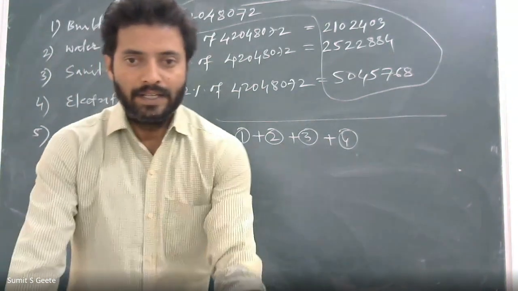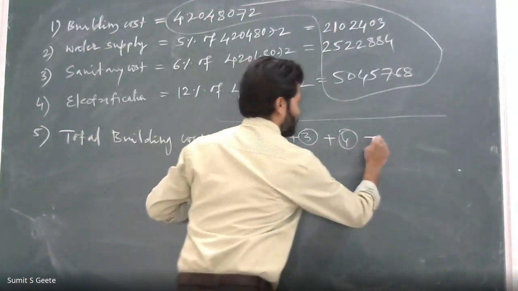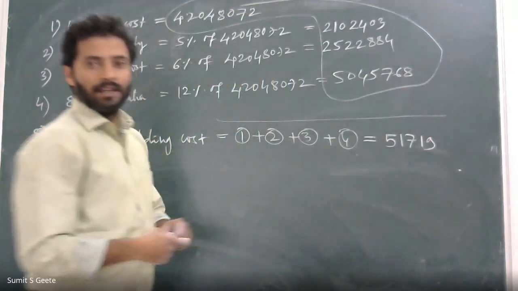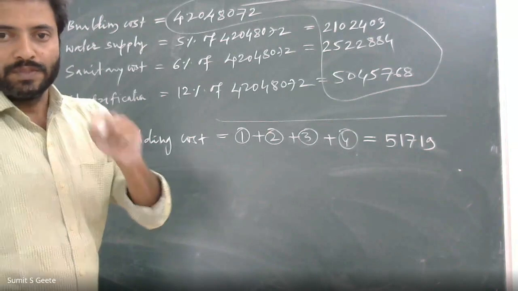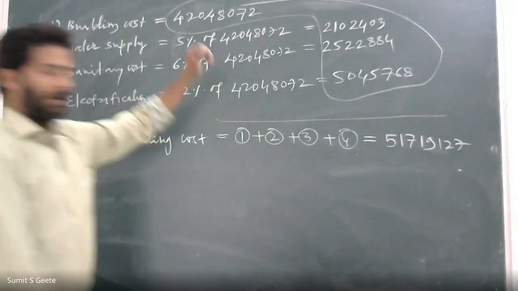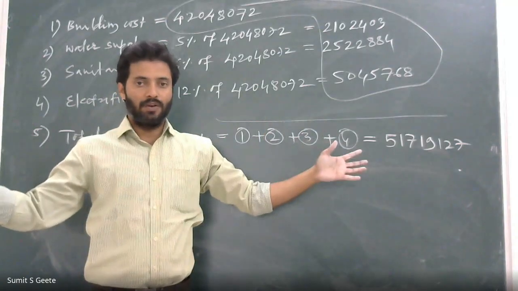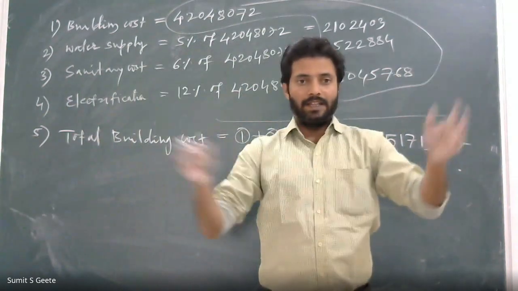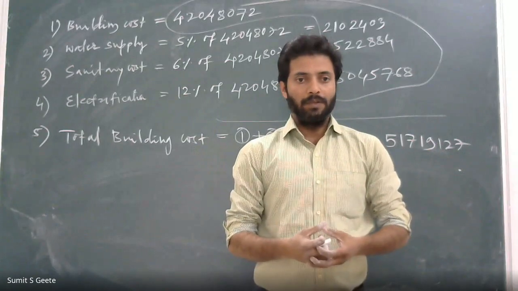So it is 51719127. Okay, 127. Is it fine? So this is my total building cost. But this is okay. This is your total building cost. What about the project cost? What about the project cost?